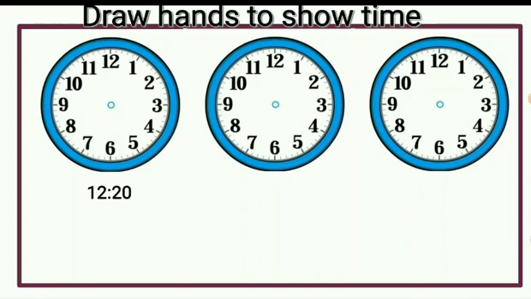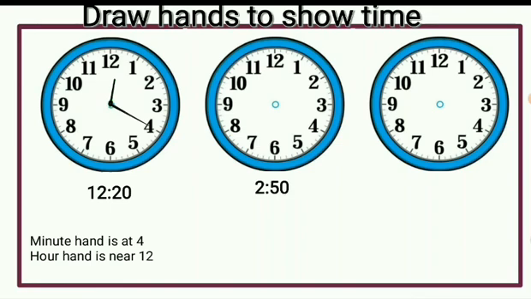Okay, let's show 12:20. The 20 means the minute hand is at 4, because 4 5s is 20, and the hour hand will be where? It is 12:20, so it will be near 12. So the minute hand is at 4 and the hour hand is near 12.